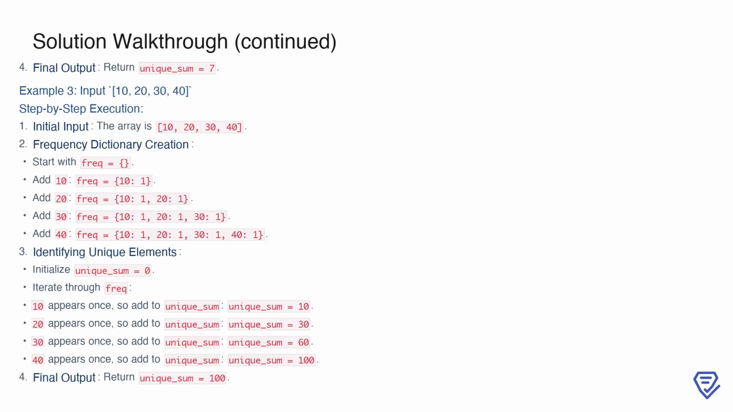To calculate the sum of unique elements, we initialize unique_sum as 0 and iterate through the frequency dictionary. Since all elements appear once, we add each to unique_sum. Adding 10 gives 10, then 20 updates it to 30, 30 updates it to 60, and finally, adding 40 gives a total unique_sum of 100. This value, 100, is returned as the output for the third example.